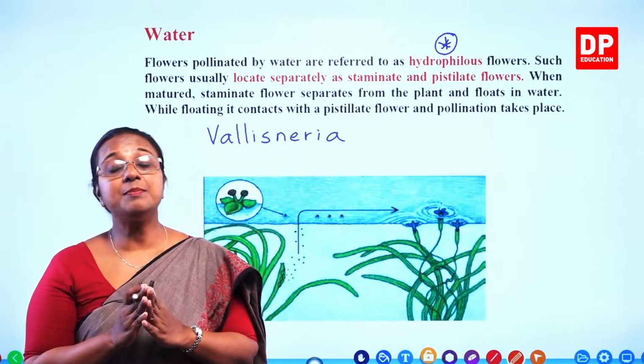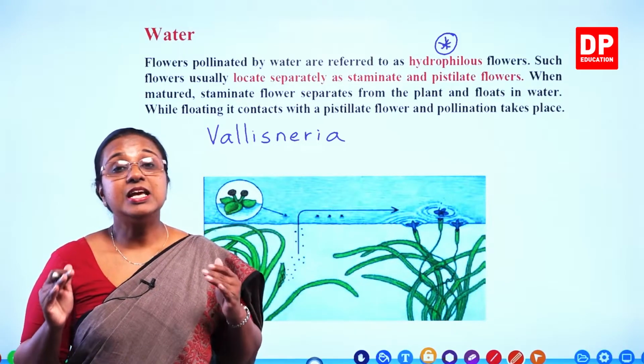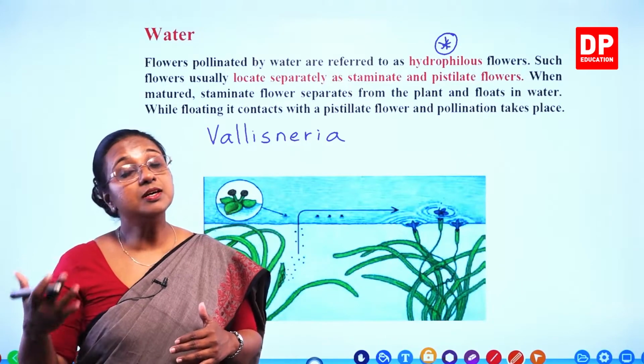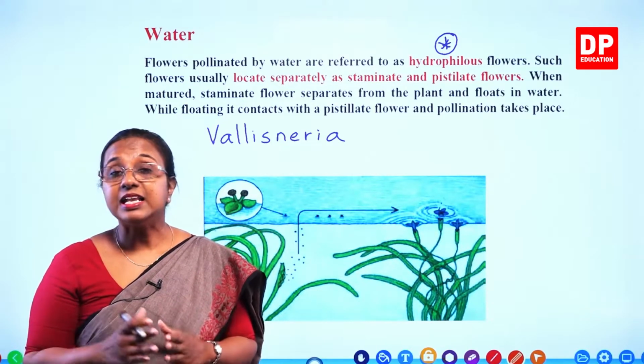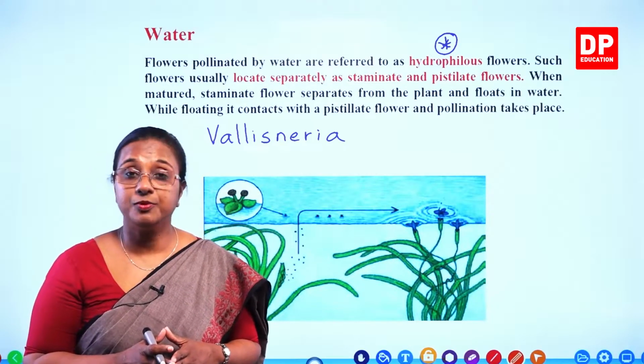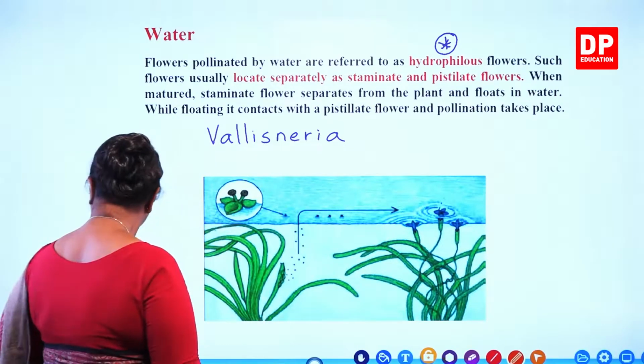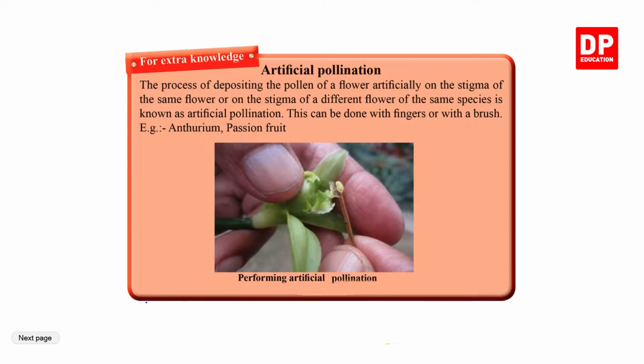Now, if in a plant pollination does not take place naturally, we can carry out the pollination process. That is known as artificial pollination. With that, I will move on to the next slide. So this is for extra knowledge, artificial pollination.